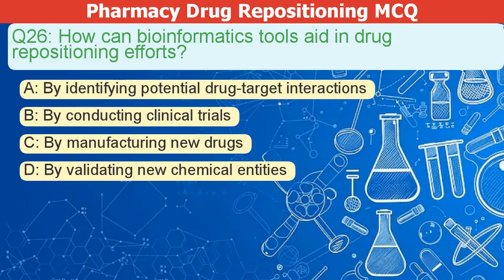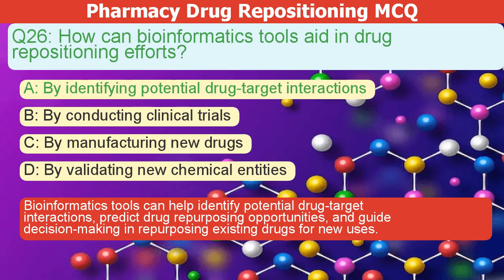How can bioinformatics tools aid in drug repositioning efforts? A. By identifying potential drug target interactions. B. By conducting clinical trials. C. By manufacturing new drugs. D. By validating new chemical entities. The correct answer is A. Bioinformatics tools can help identify potential drug target interactions. They can also predict drug repurposing opportunities. And finally, they guide decision-making in repurposing existing drugs for new uses.